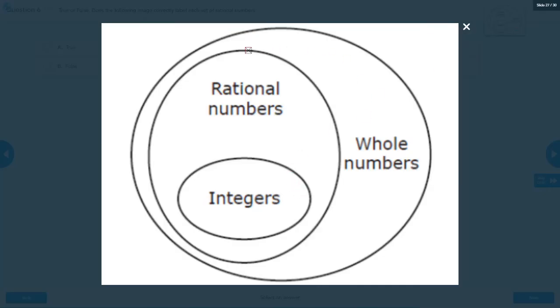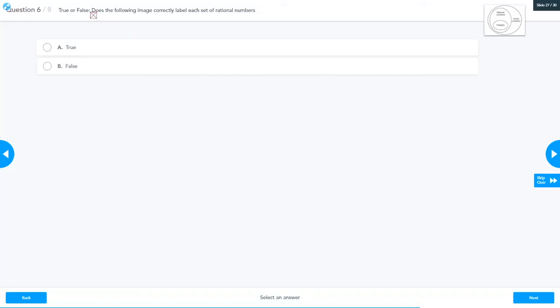Here's a different model. Again, they just drew it different. The circles are not all nice and neat. They're kind of in different spots moved around. But is this still correct or is there something wrong? So you're going to tell me, did the following image, is it correct? True or false?